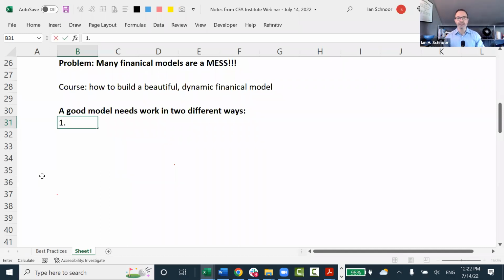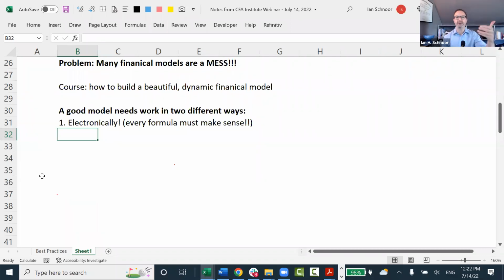Here's number one. A good financial model needs to work electronically. And what I mean by that is that every formula must make sense. Every single formula must make sense. So for instance, guys, let's pretend you were my boss and you asked me to build a model and I built it and I emailed it to you. If you open up my model and you start to go to the different cells, you should realize, okay, this makes sense. I understand what Ian's doing. Every single formula is clear, simple, and makes sense. And that doesn't happen all the time.